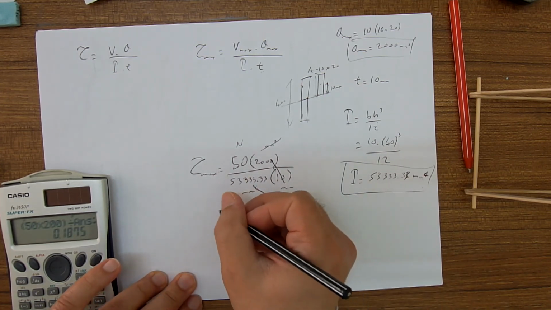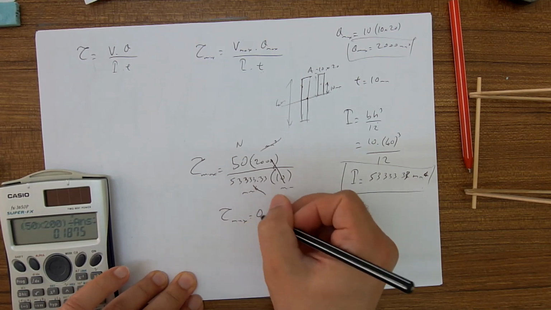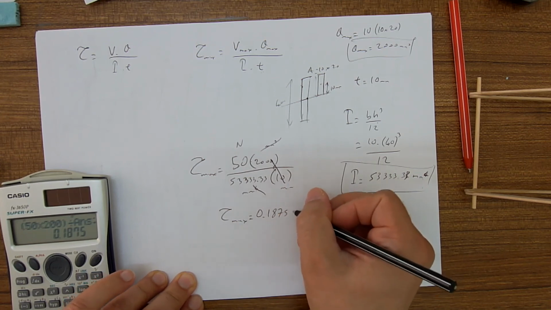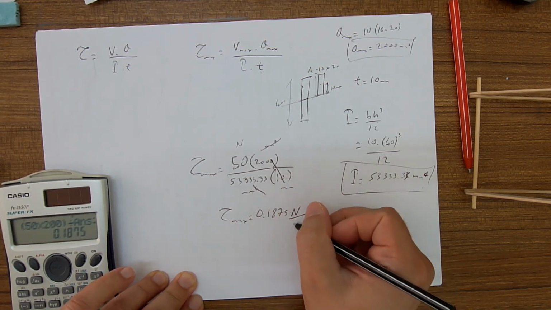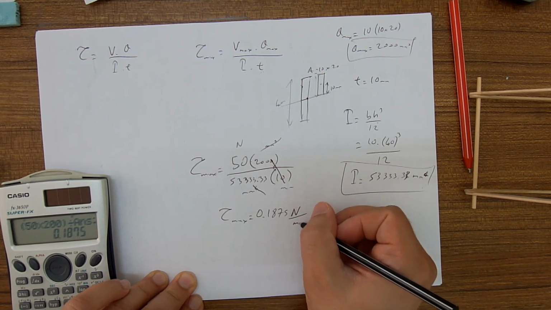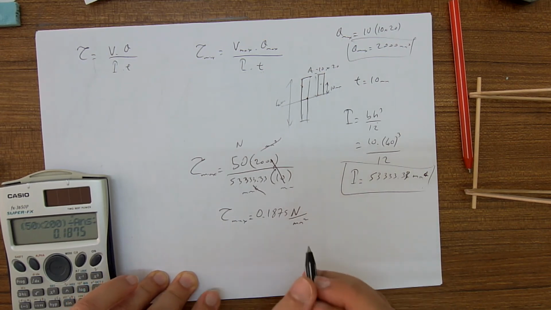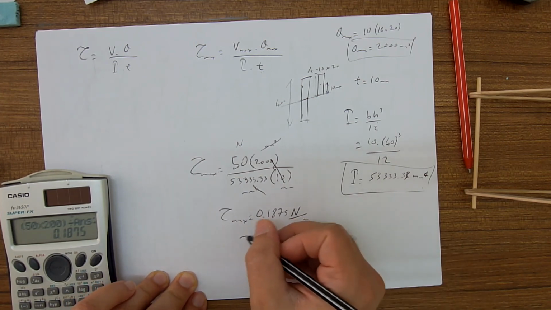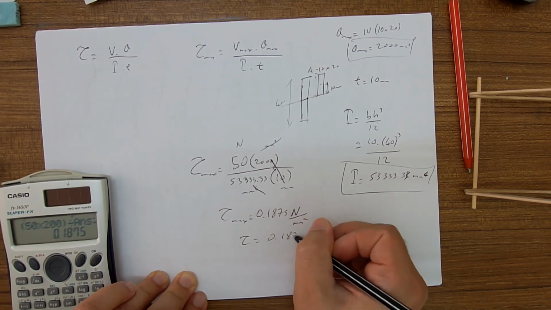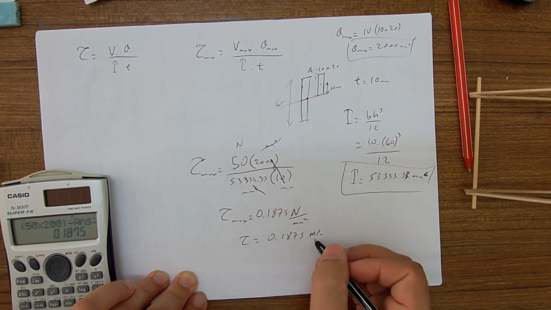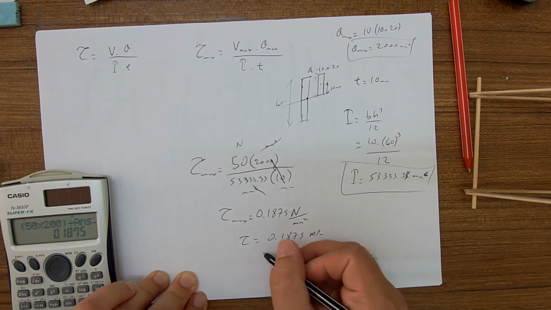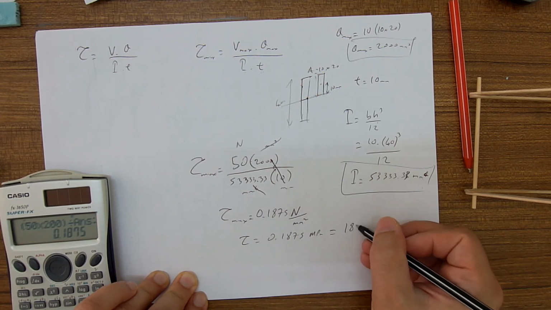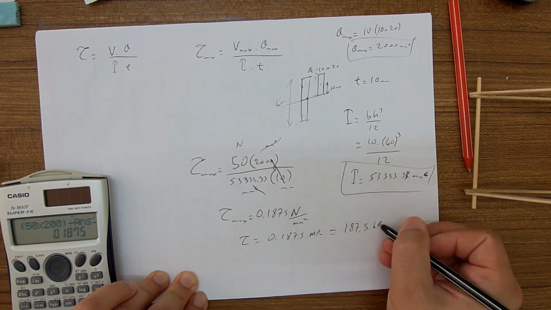The result is, tau max is equal to 0.1875 Newton over millimeter squared. So what is it? It is 0.1875 megapascals. If you convert it into kilopascals, it is 187.5 kilopascal.